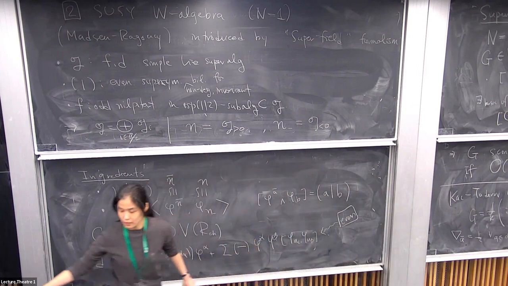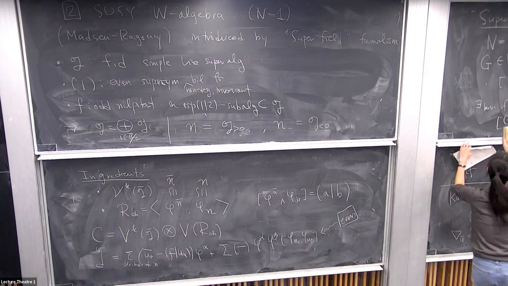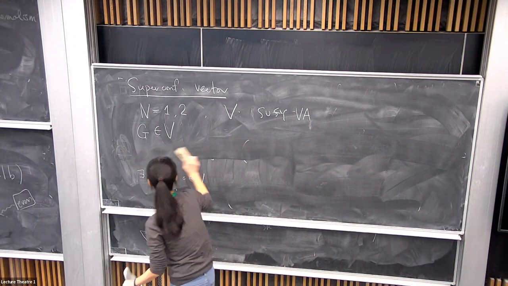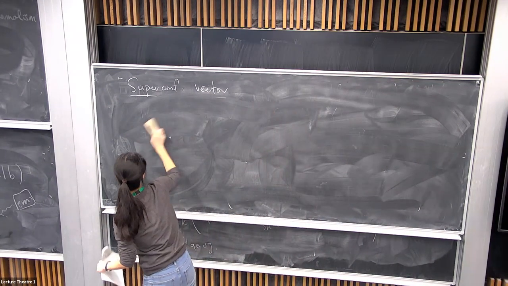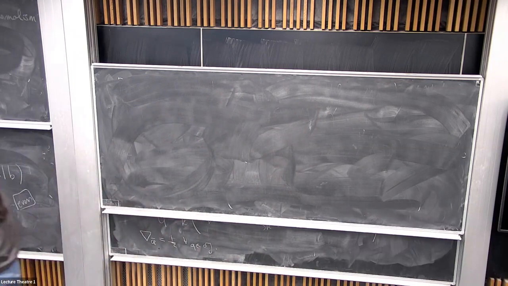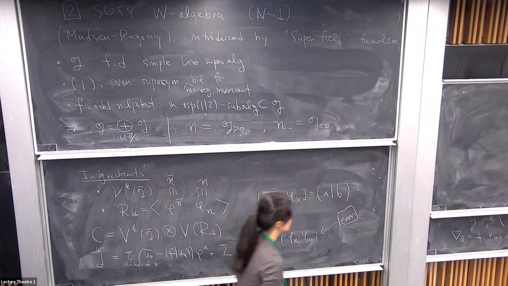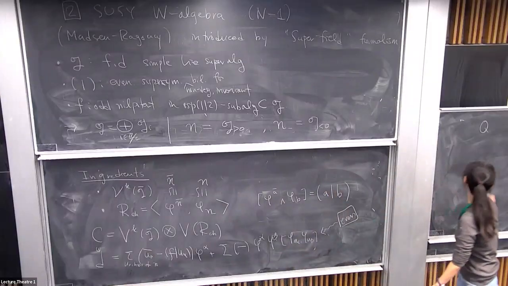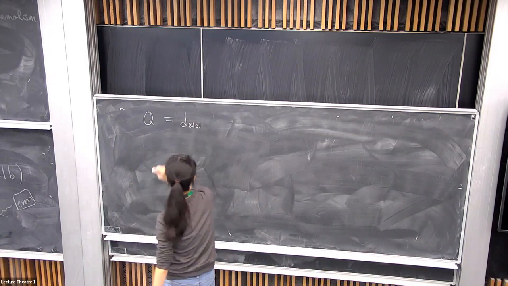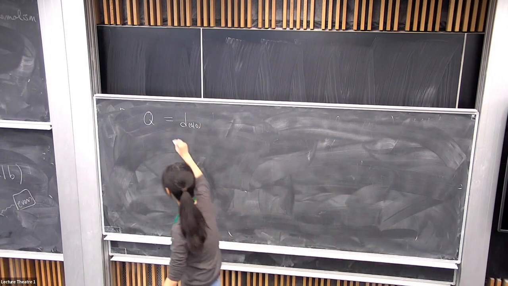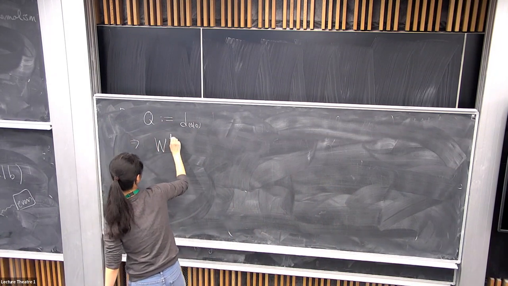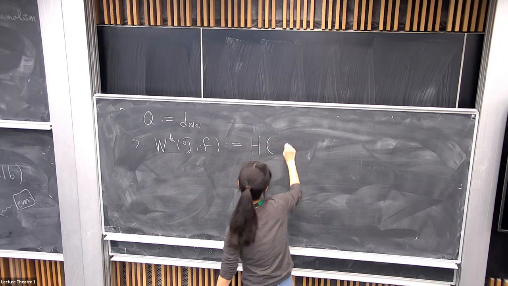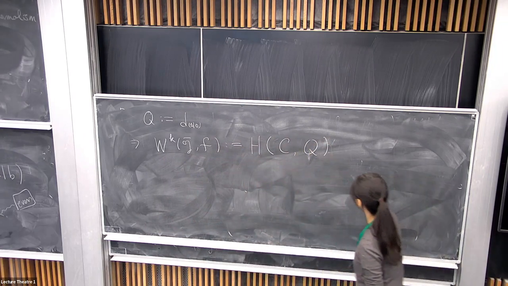And then we take the endomorphism in this vertex algebra C, which is defined by the zero-zero product of D. Then our vertex algebra is C. So this is the definition.